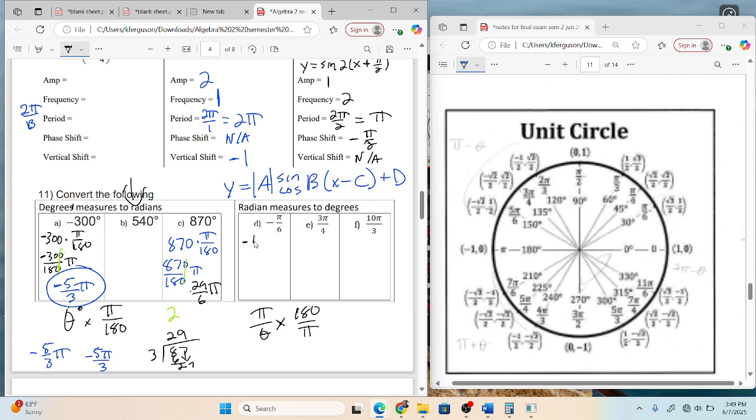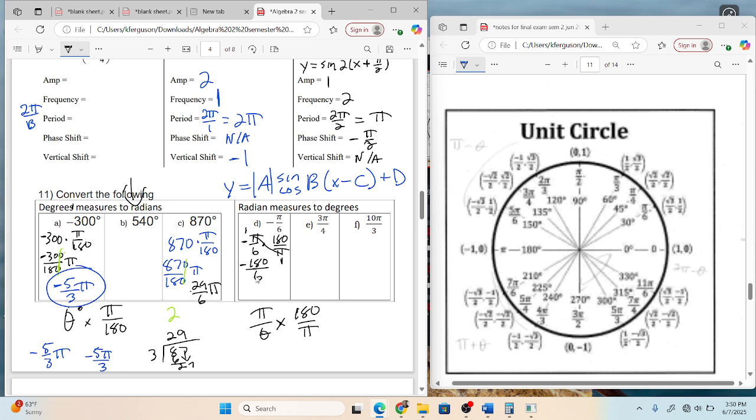So I've got negative pi over 6 that I have to multiply by 180 over pi. Well, because I'm going from radians, which have all these pi symbols in them, to degrees, which don't, those pi's cancel each other off. So now I just have negative 1 times 180, which is negative 180, and then 6 times 1, that's 6.